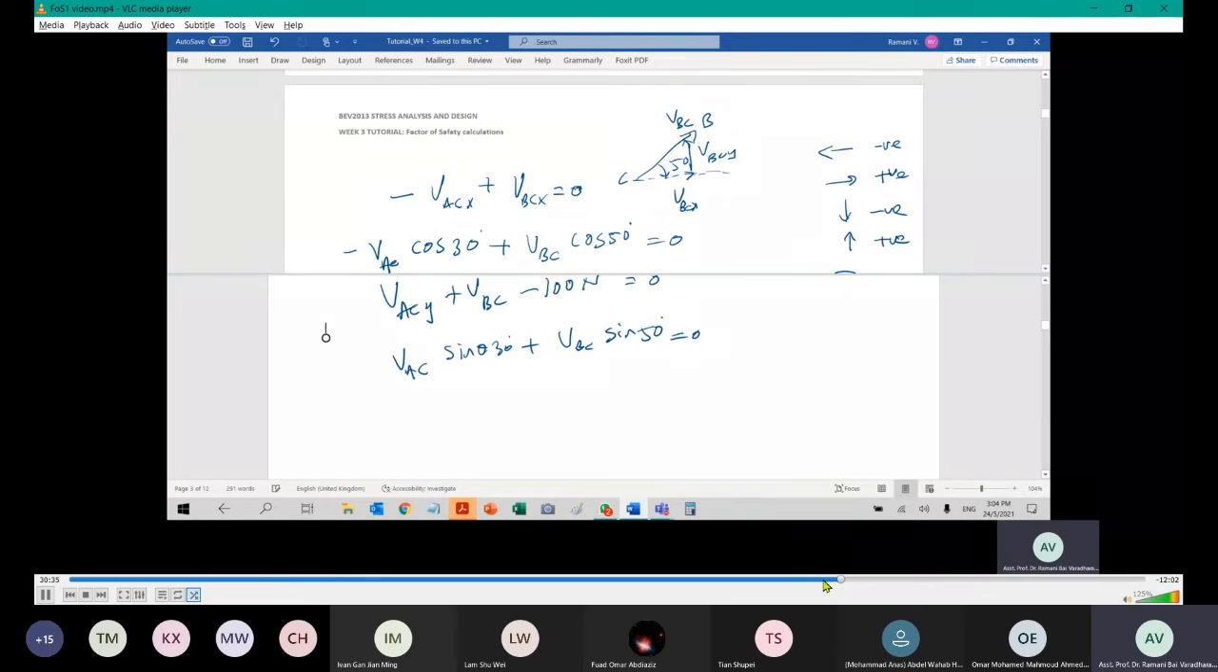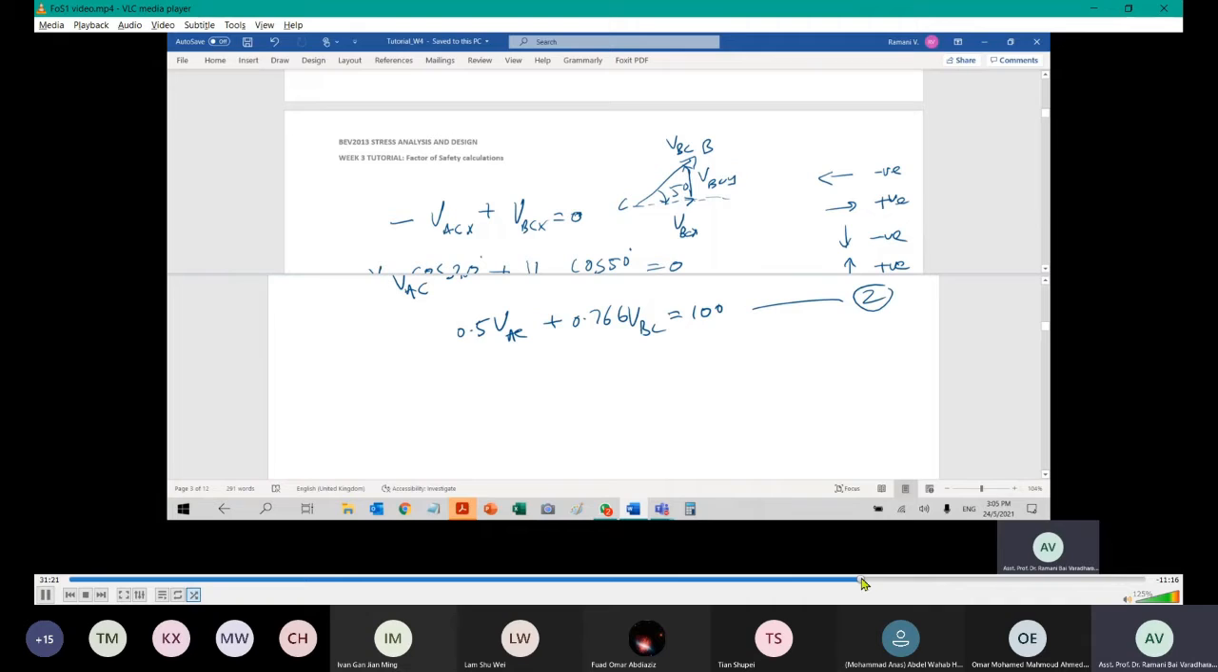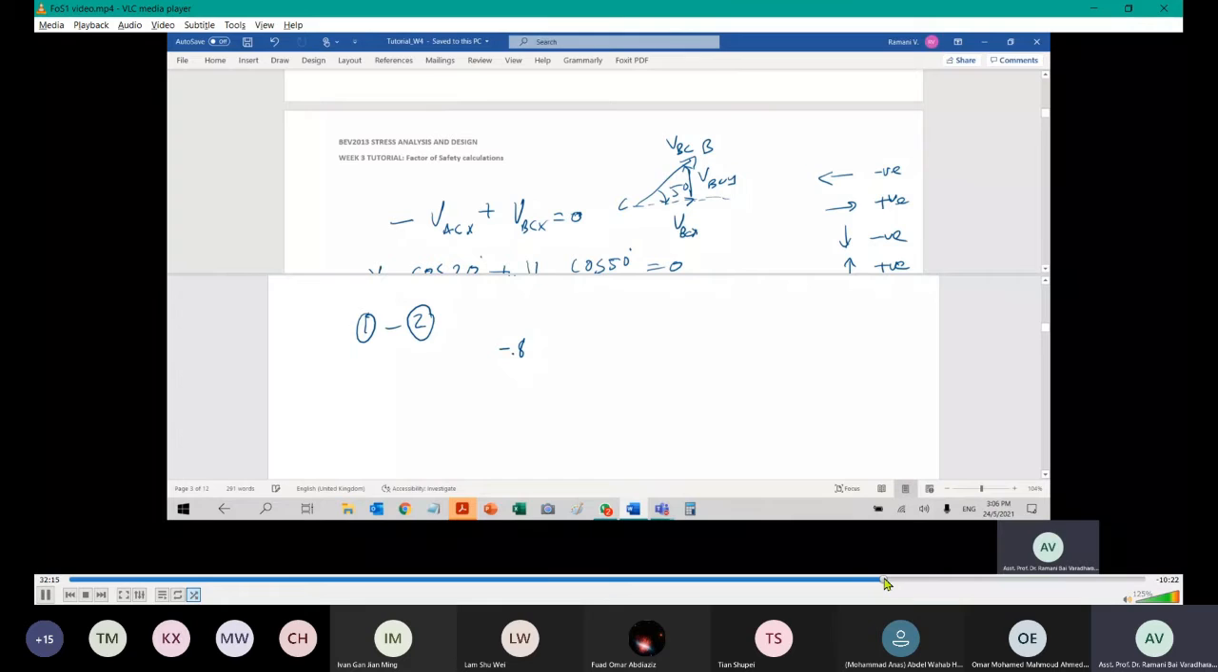Let's do the solution. VAC, when you solve for sin 30, you will end up with 0.5 VAC plus VBC times 0.766. And we have two unknowns, right? AC and BC are our unknowns. You already arrive at the solution. By solving these two equations, you can get your unknowns done. How do we do it? Both are equations, right? Similar variables. So we can subtract 1 over 2, 0.866.